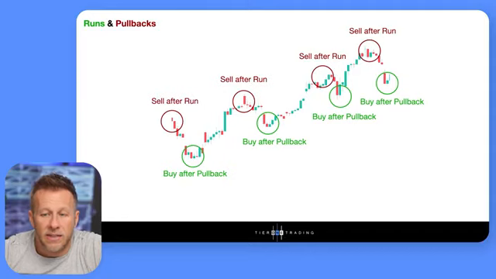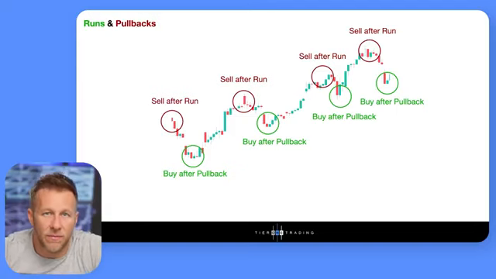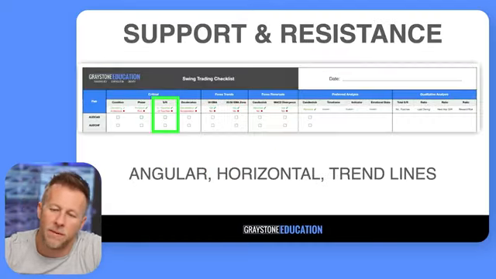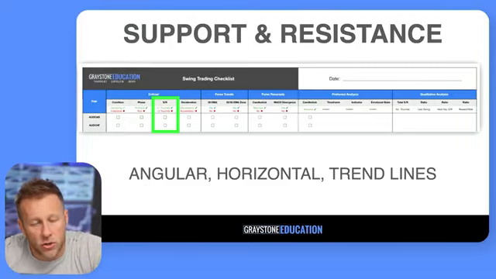So if we're looking for a market condition, say bullish, the next thing we're looking for is what phase we're in. Well, we want to be in a pullback phase, because that's when we're setting up for the next buy to the upside. Next thing we want to look for is support and resistance. So angular, horizontal, or trend lines.